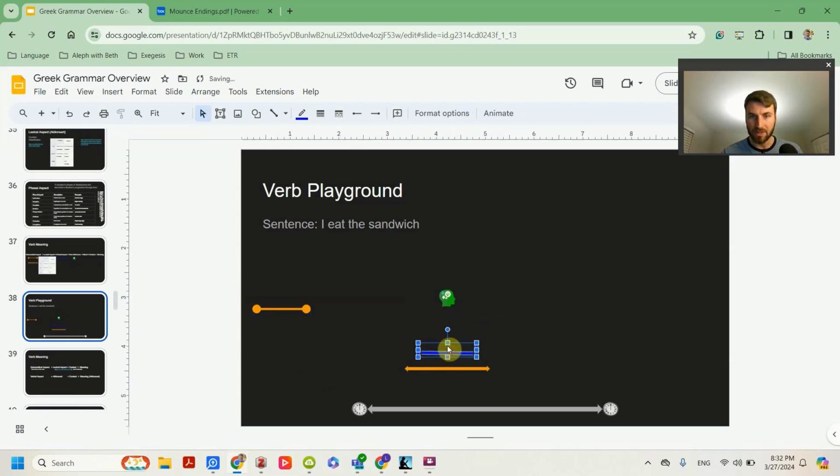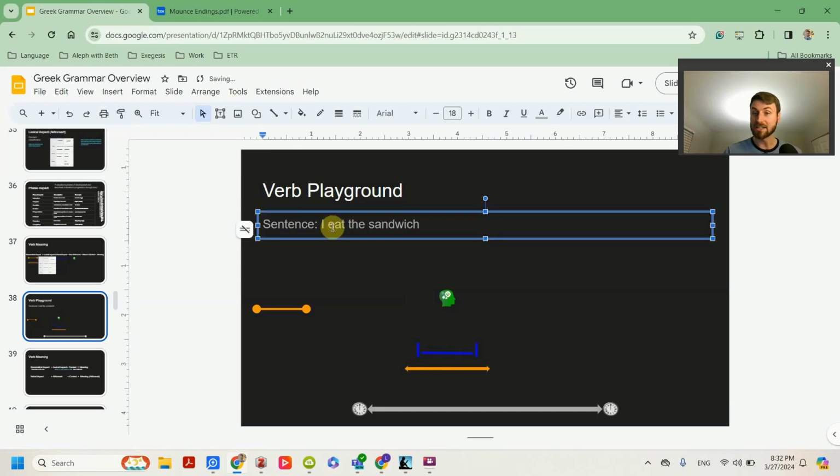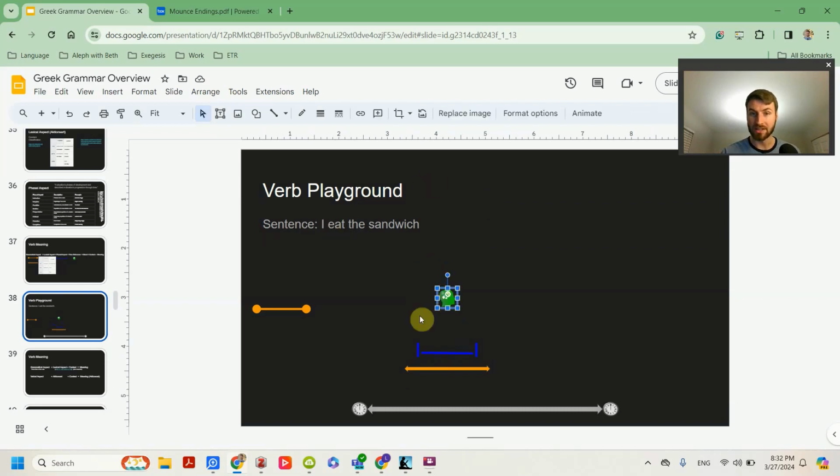So here, if I say, I eat the sandwich, this would be the present tense. The action of eating is going on. I'm eating the sandwich. I eat the sandwich. And the actor, the person speaking, is at the same time as the action going on. So they're referring to the action going on and the speaker's at the same time.